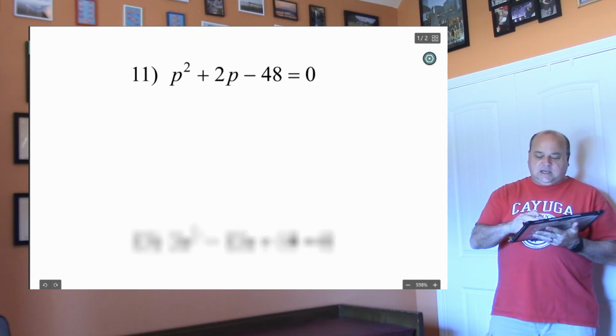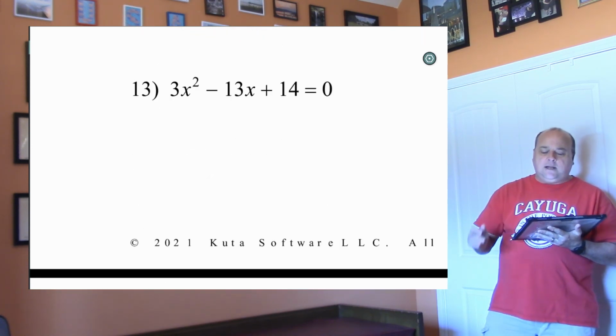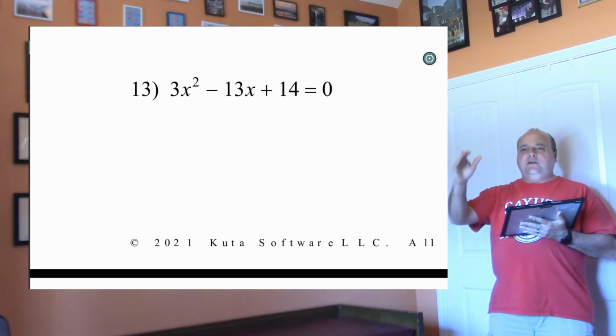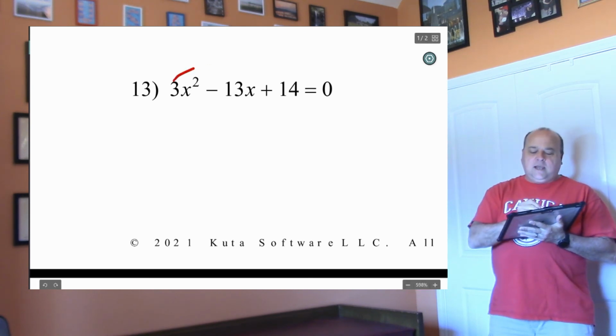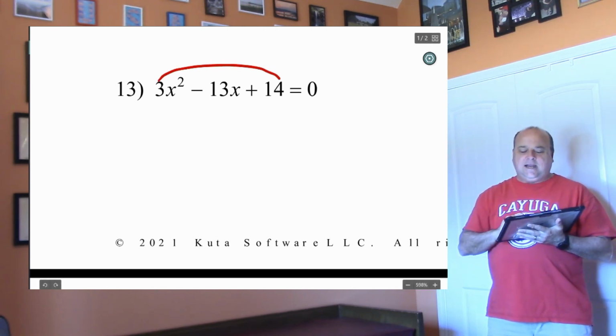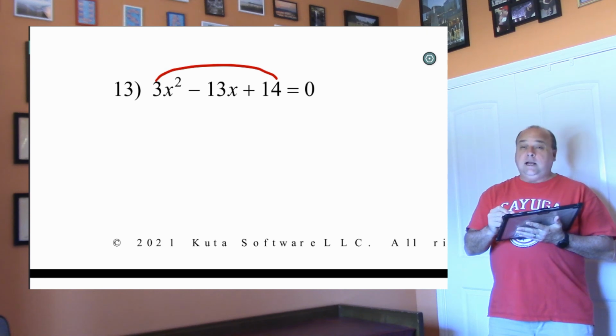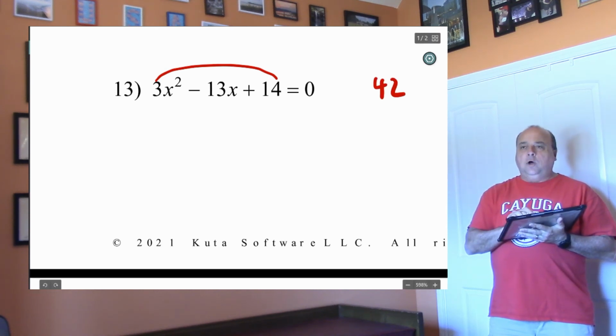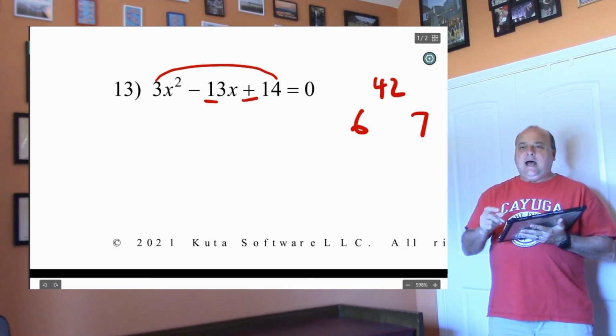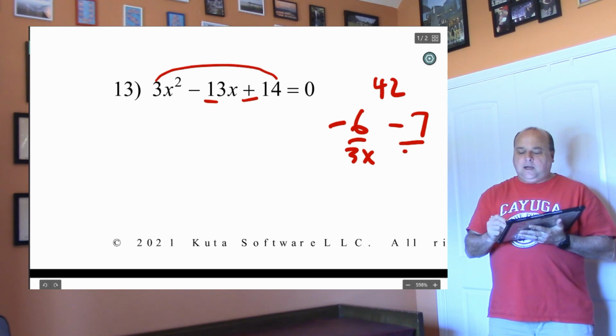Okay, I'm going to skip until we get to this one right here. So on this one, a little bit different. I'll do a couple of these with you. We got to multiply 3 and 14. We can't get a GCF out of here. So 3 times 14 is 42. Multiply, get 42. Add, get 13. That's 6 and 7. I'm adding, so they'll both be negative. And then I'm going to put a 3x on the bottom.